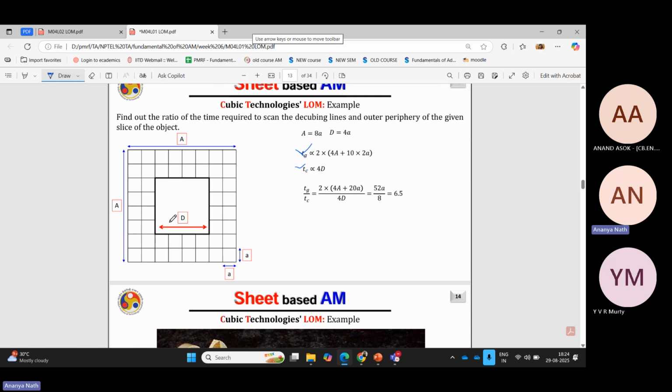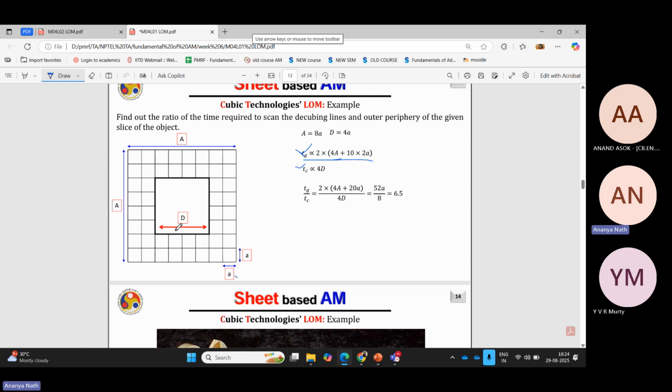This formula is basically: you have to count how many lines are getting scanned. First, 4A is getting scanned. Then how many lines are present inside? One is A. So you just have to count the lines. This is how you get the formula.